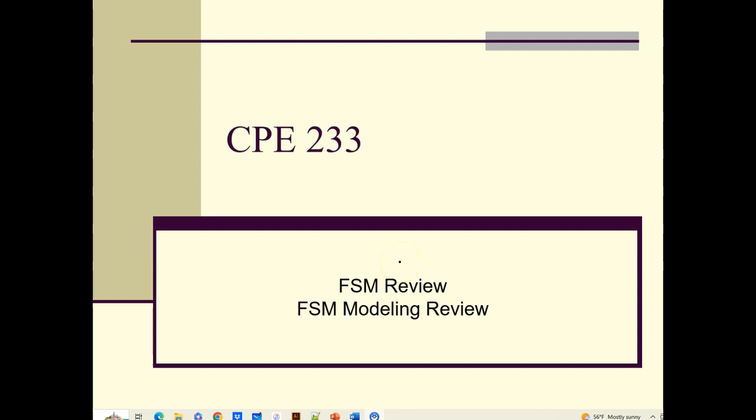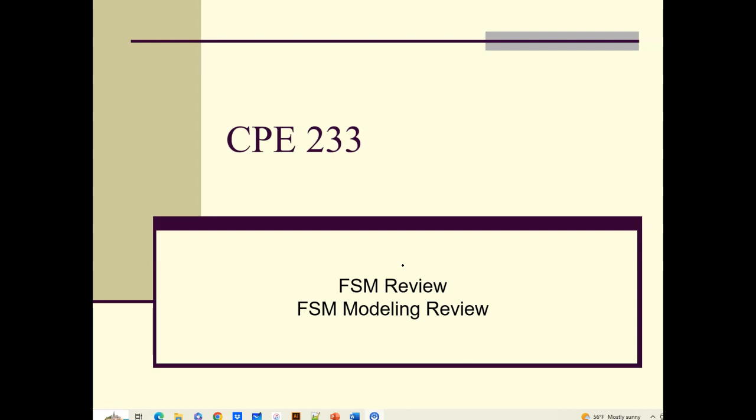This is a review of finite state machines. This is primarily CPE 133 knowledge. If you didn't learn it then, now's your chance. So what we're going to review is kind of high-level state machines, and then we're going to move towards modeling those state machines using Verilog.